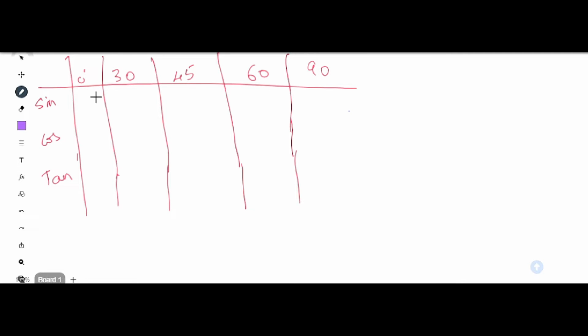So what is the value of sine 0? Sine 0 is 0. And sine 30? 1 over 2. Good. Sine 45? Root 2 over 2. Good. Sine 60? Root 3 over 2. Very good. Sine 90? 1. Very good.